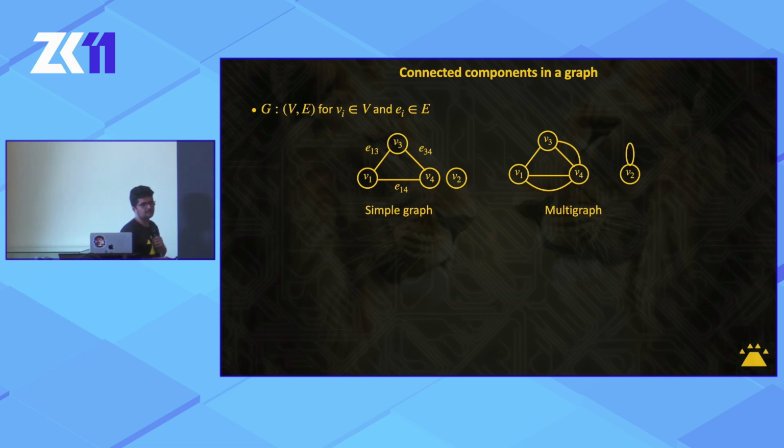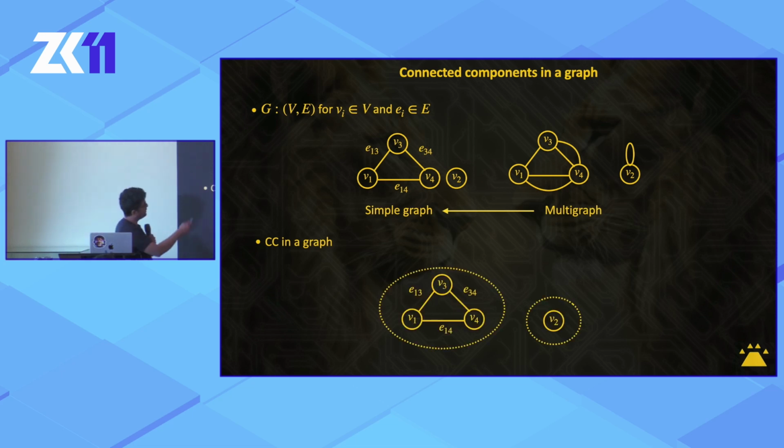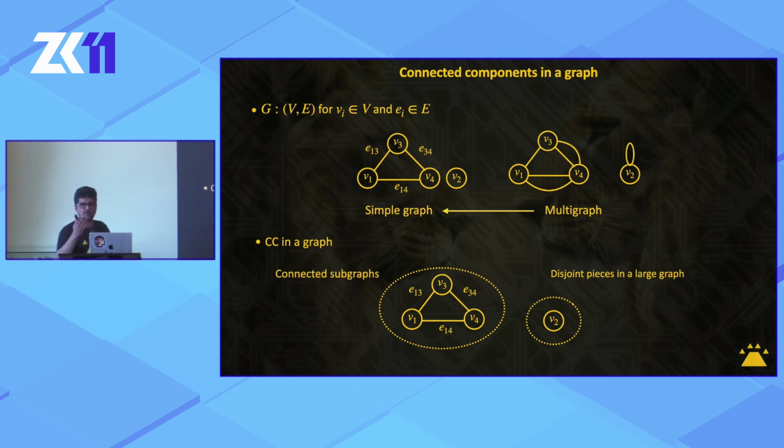In this talk and also in general in this exploration, multigraphs are a bit complicated to deal with. So what we will do is always collapse a multigraph to a simple graph, so that whenever there are loops, we'll collapse all the edges to a single edge. And what is a connected component? It's intuitive here. If you take the simple graph, it's basically disjoint pieces in a graph. So a connected component is a connected subgraph, which is part of a very large graph.